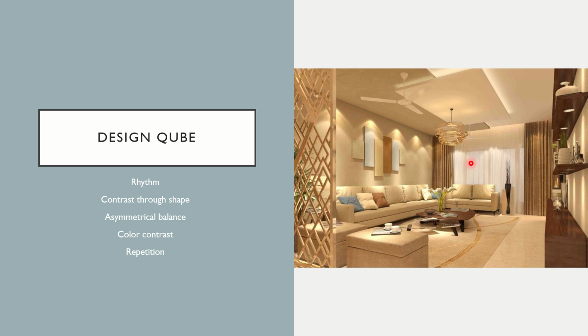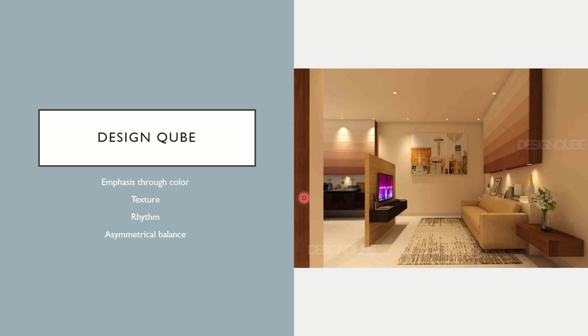So in the next image, we can see the asymmetrical balance from here. We can see the rhythm in this as well and this as well. We can see the color contrast, which is the dark and the light one, and we can see a rhythm in the stable shape also, and we can see the repetition here and here as well.